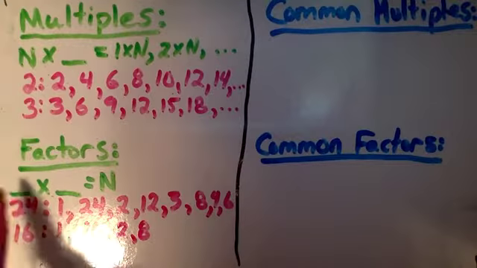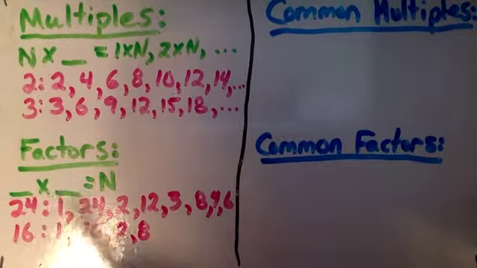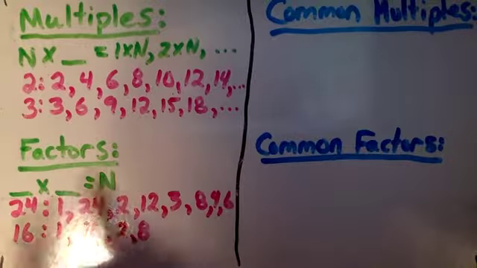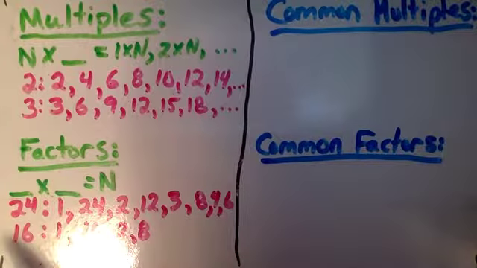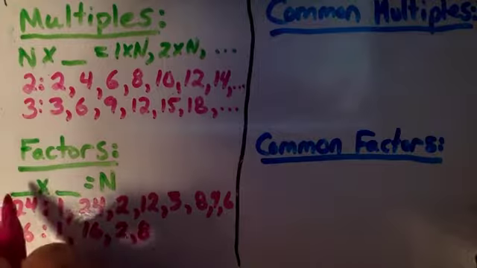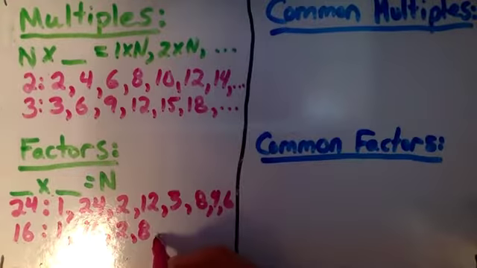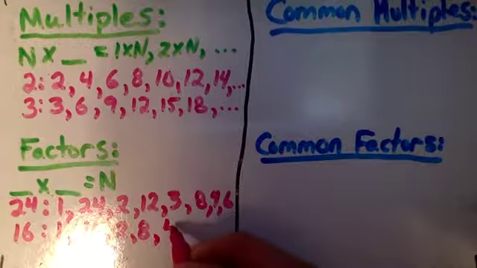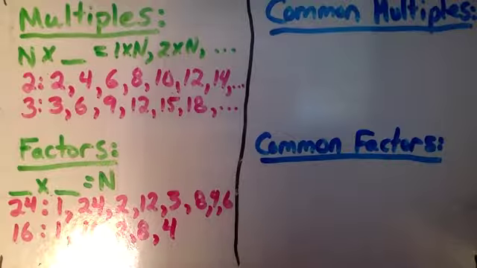3. There's nothing that 3 can be multiplied by, no whole numbers, to give you 16. So 3 is not a factor. 4 times 4 will give you 16. In this case, we only need to write a single 4 down because there's no need to write it twice. But 4 times 4 is going to give you 16.